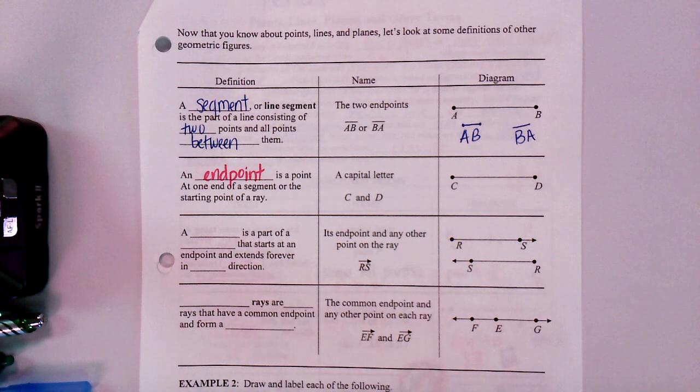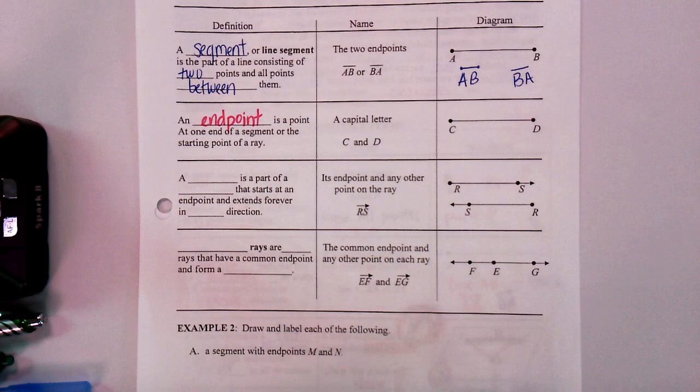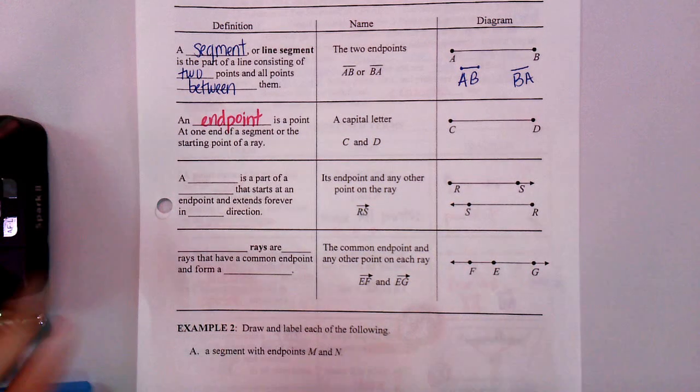It's the point on the end of a segment. Sorry, I said the wrong thing. A point on the end of a segment. That's all it is. There's two of them, C and D. All right. Now these two we'll spend a little time on.